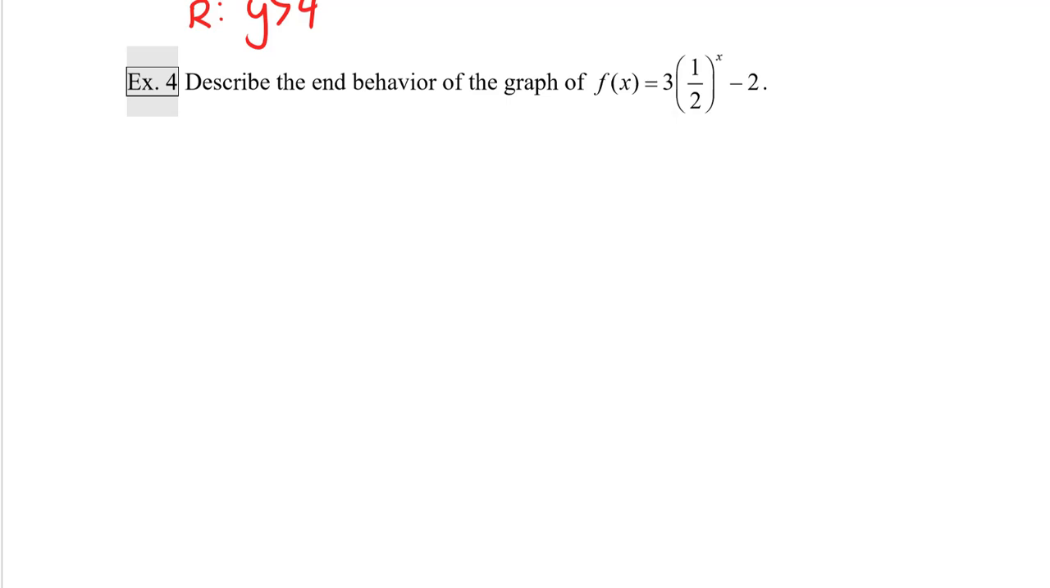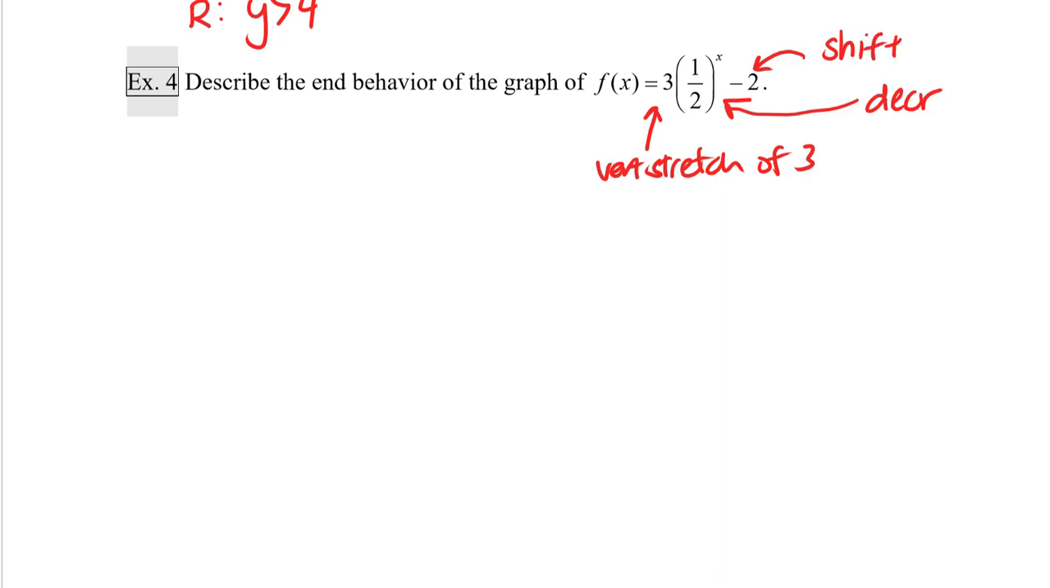minus 2. So we have to think about what kind of transformations are happening to our basic graph. We know that the 3 is a vertical stretch of 3 units. We know that the base equaling 1/2 means we're going to be decreasing instead of increasing. And then the minus 2 means that we're going to shift down.